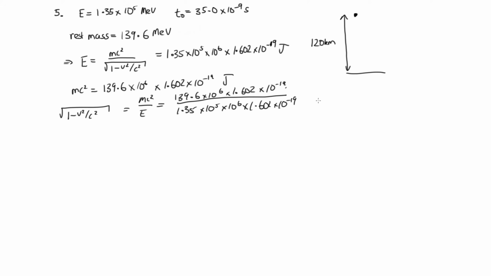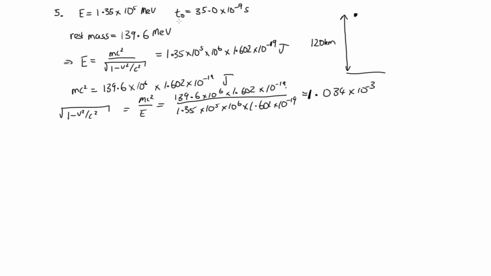You can. Okay, so solving that, we end up with 139.6 divided by 1.35 times 10 to the 5, and that is equal to 1.034 times 10 to the minus 3. And that's our value for the square root of 1 minus v squared on c squared.